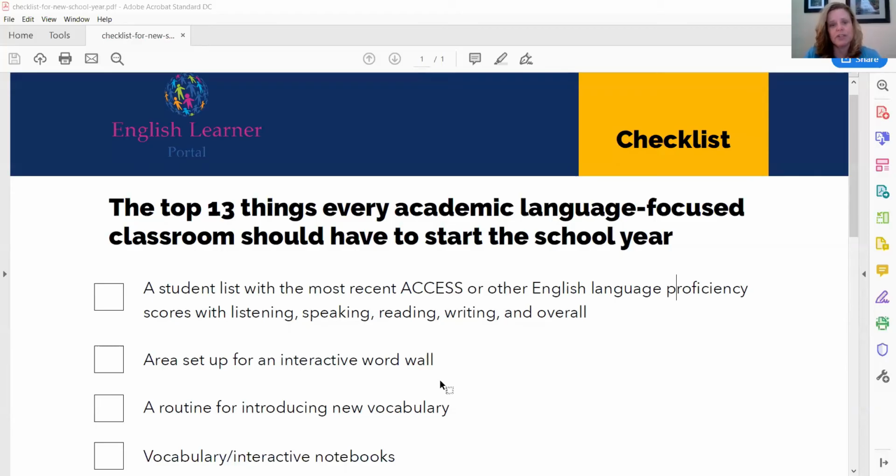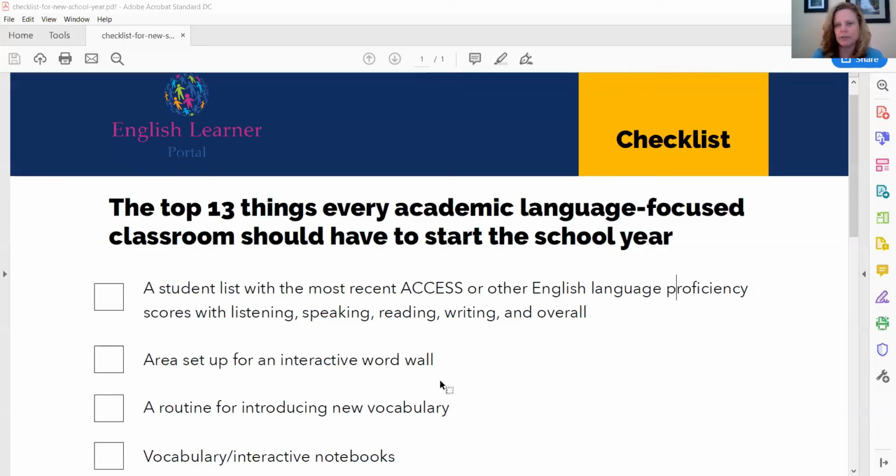Which leads to that routine for introducing new vocabulary. Think about up front. When I introduce new words, some words are going to be less important. They're important right now to understand this lesson, but they're less important in the big picture. Those we're just going to introduce, show a visual, we'll talk about it, make sure they get the gist for now. But what about those words that you really want to make sure they master? You want to have a routine for that.